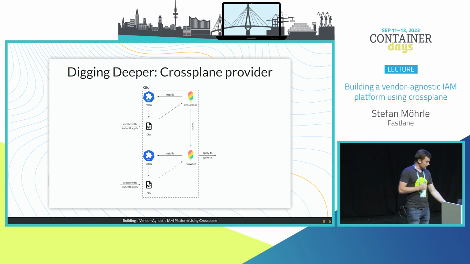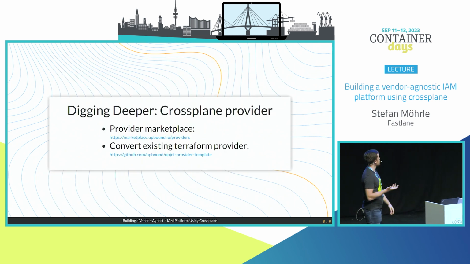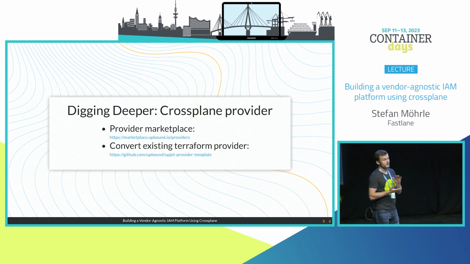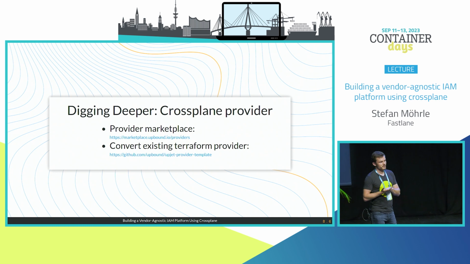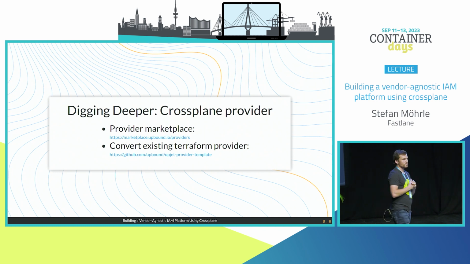And now the most interesting and important part is what kind of providers do we have? So what kind of systems can we configure? The first place is a marketplace by Upbound, where you can get some basic providers for AWS, Azure, the big cloud providers, and a few more. The other important thing is you can convert any existing Terraform provider. So Crossplane is able to get access to the systems by leveraging the vast library of Terraform.